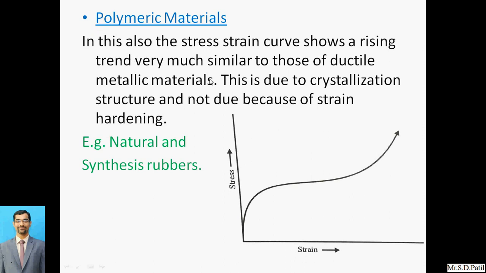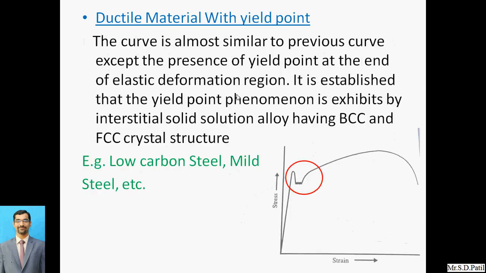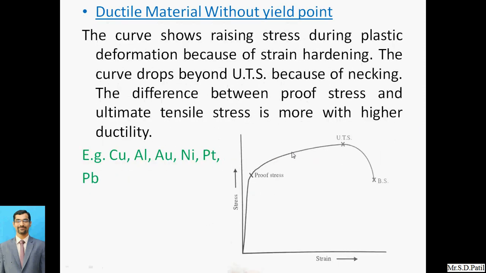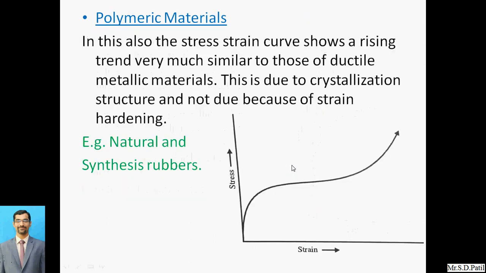In this particular stress strain curve, it shows a rising trend very much similar to the ductile metallic material. A similar rising trend we can observe initially in the rubber. The stress developed is low because it is not taking much load, but the elongation is more in rubber material, and that's why the strain gives a very high value in this case. This is due to the crystalline structure and not because of strain hardening. So strain hardening will not be there, but the elongation is very high in such material. The examples of polymeric material are natural and synthetic rubbers.